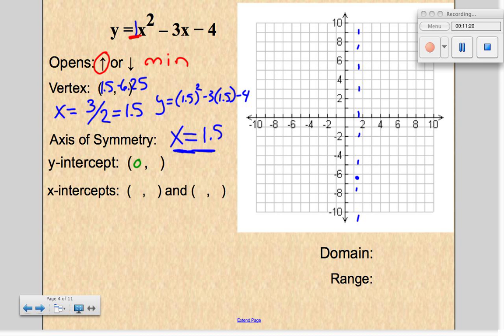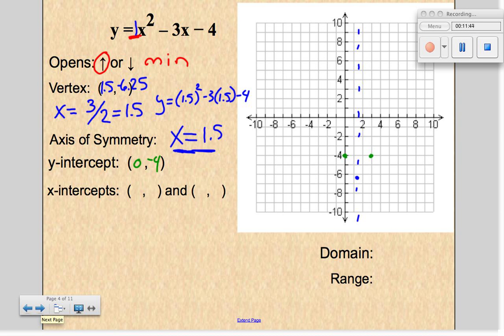The y-intercept, looking at my equation, the x value is 0, my y-intercept is negative 4. So I know that there is a point right here. And you know, I can use that. If I look at my axis of symmetry, that is 1.5 spaces away from the axis of symmetry. So if I go 1.5 spaces away, I know I've got another point right there without doing any math.